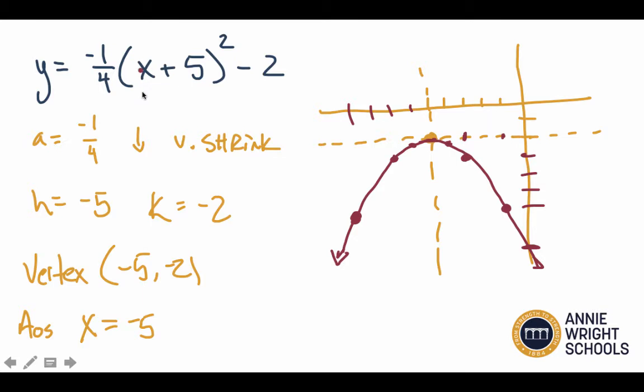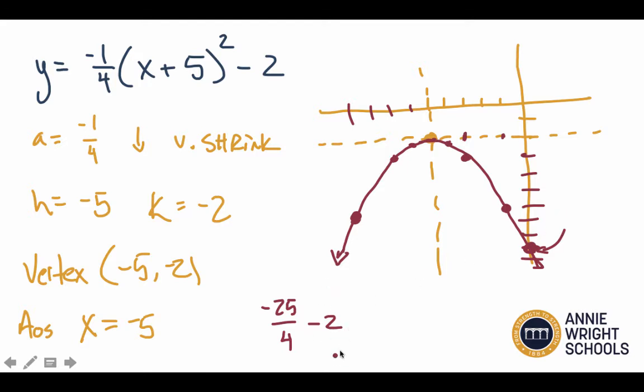If I wanted to find the y-intercept, I'll tell you it's not a nice value, but I can find it. I plug in 0 here for x. When I plug in 0 for x, I get 0 plus 5, which is 5. 5 squared is 25. 25 times negative 1/4 is negative 25/4, almost negative 6. Then I'm going to subtract 2. And almost negative 6 minus 2 is a little bit bigger than negative 8. So negative 1, negative 2, 3, 4, 5, 6, 7, 8, 9 is here. This is the value right here where it crosses the y-axis.